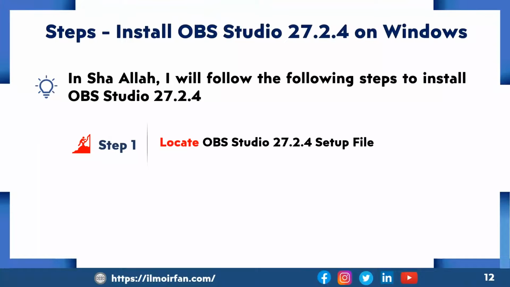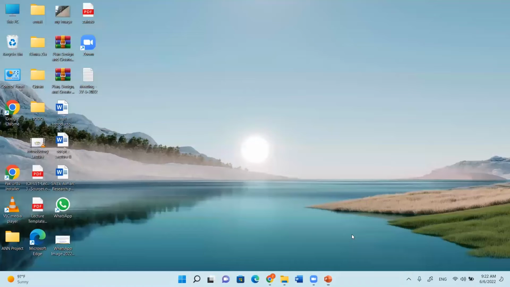Recall. In previous lecture, lecture number 5, download OBS Studio for Windows, I downloaded and saved the OBS Studio 27.2.4 setup file in the downloads folder. Therefore, to access setup file, I will first go to my desktop screen. I am using Windows plus D key to move to my desktop screen.